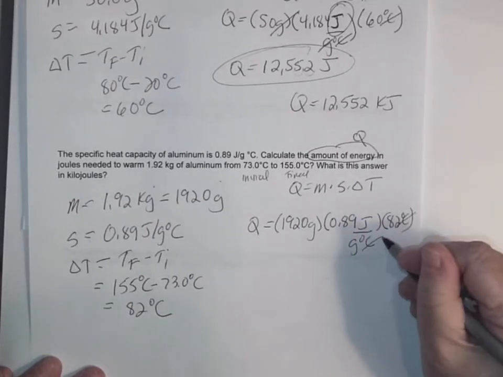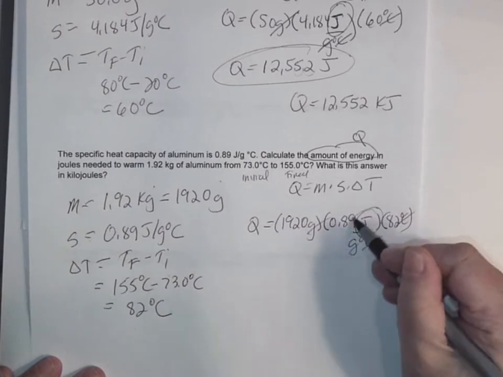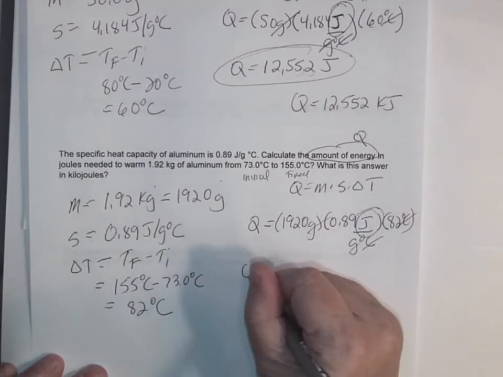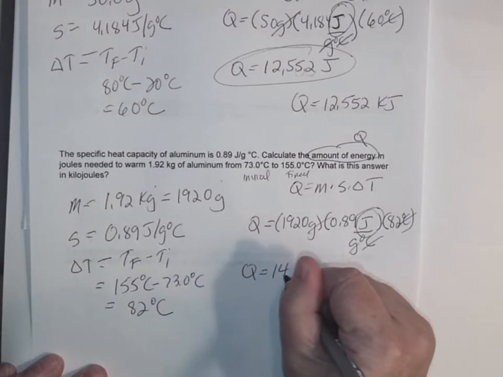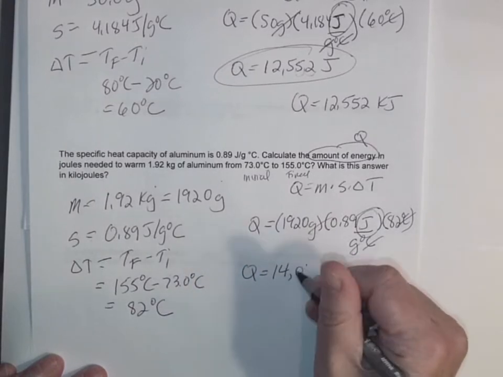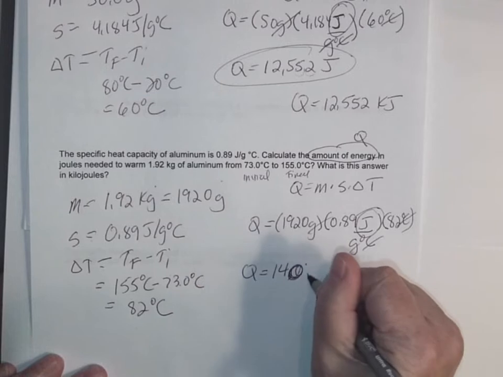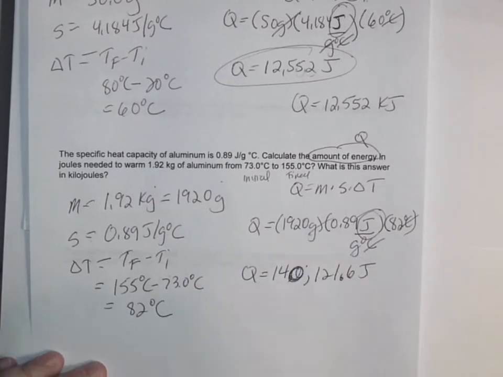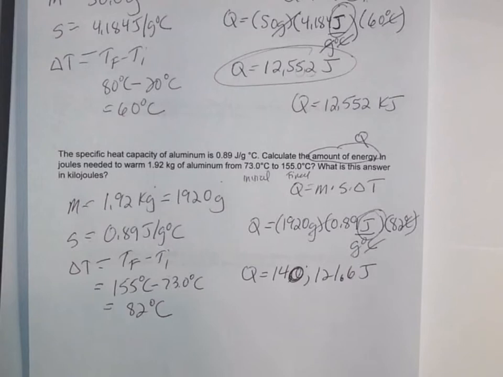I'm going to cancel out Celsius and grams. Yay, my joules looks really good. And then Q is equal to 14,000, oh no it's not, sorry, 140,121.6 joules. So you can see that's a pretty big number, and they get pretty big fast.